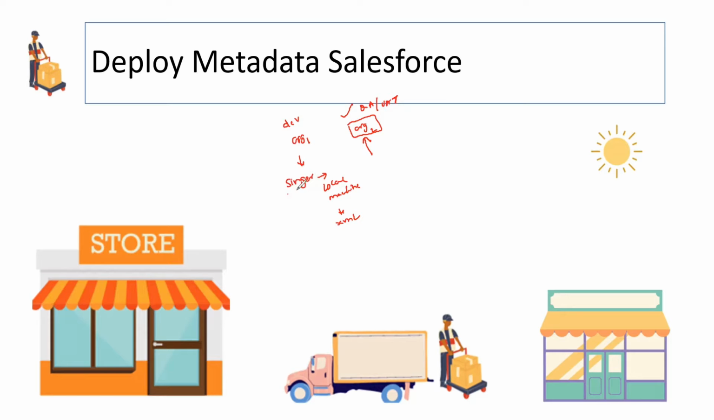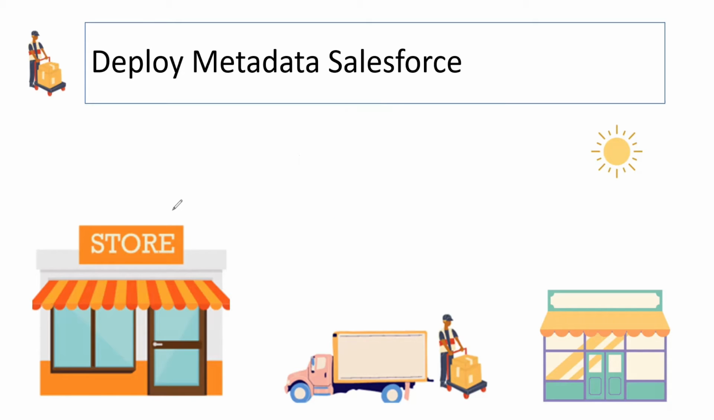We are taking example of a Singer object. This process applies to any components metadata like we have discussed in our previous class. So we are taking this Singer as an example to understand this process. So our goal is to basically see the Singer object in this org2 without manually creating that object. So without any delay, let's get started.